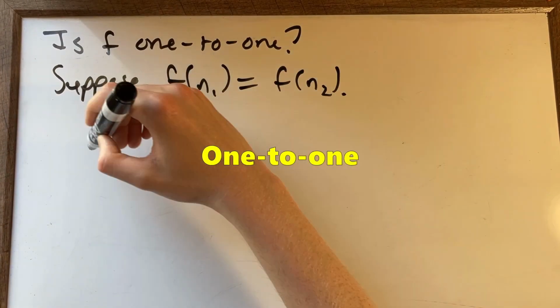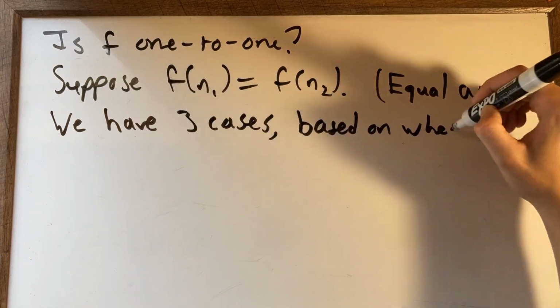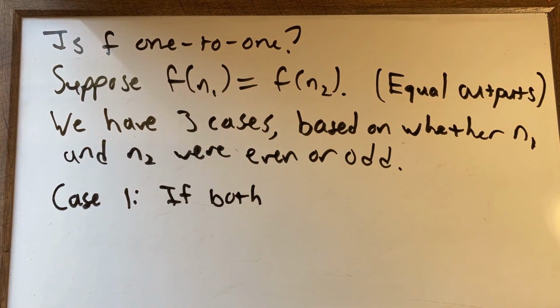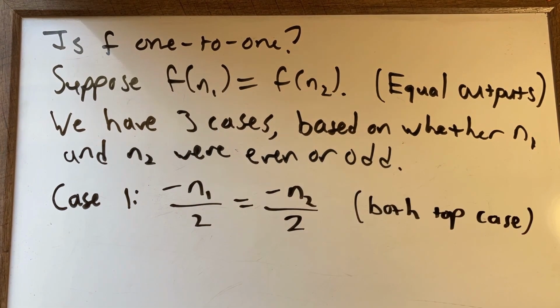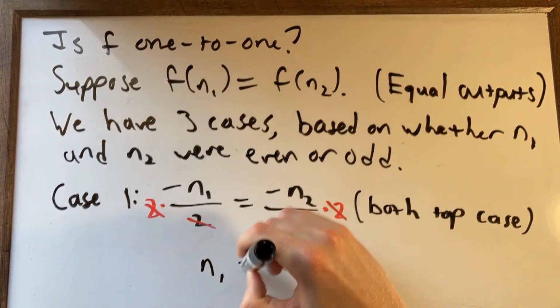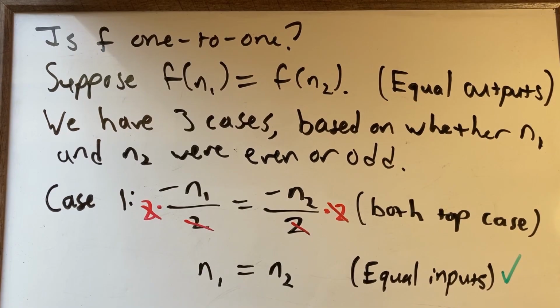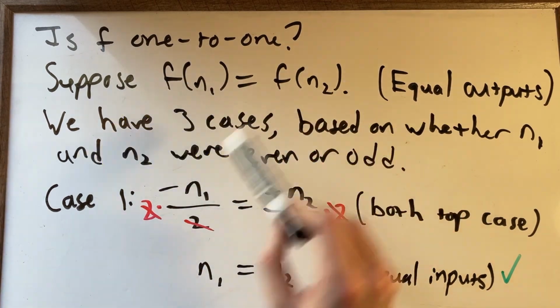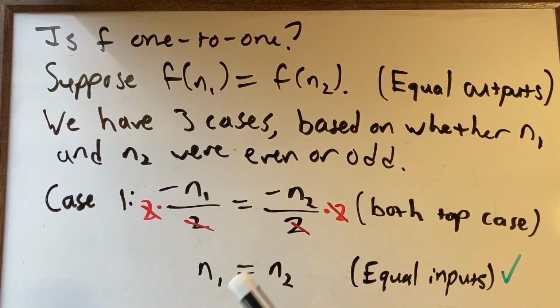So that's what our function f is doing. Is f 1-to-1? So suppose f of n1 equals f of n2. That's like saying we're just given two random outputs, but we're saying, what if they were equal to each other? And if we can show that that means that n1 and n2 were equal the whole time, then that means our function is 1-to-1. We have three possible cases when we say that the outputs are equal. They're either both the top case, both the bottom case, or one and the other. So we're going to address all three of those cases.